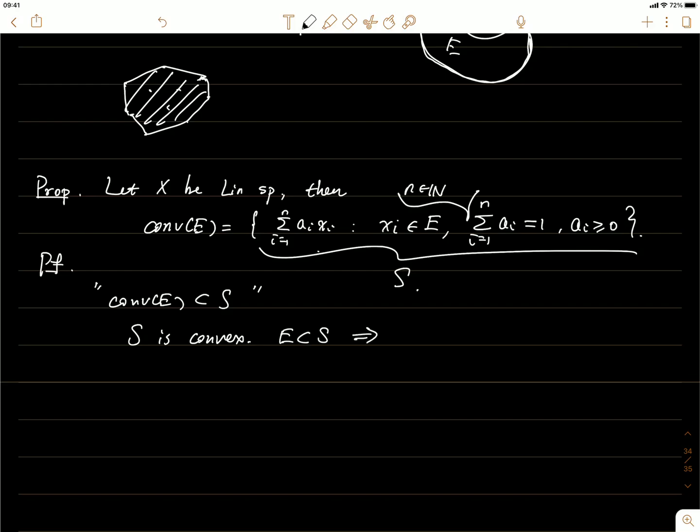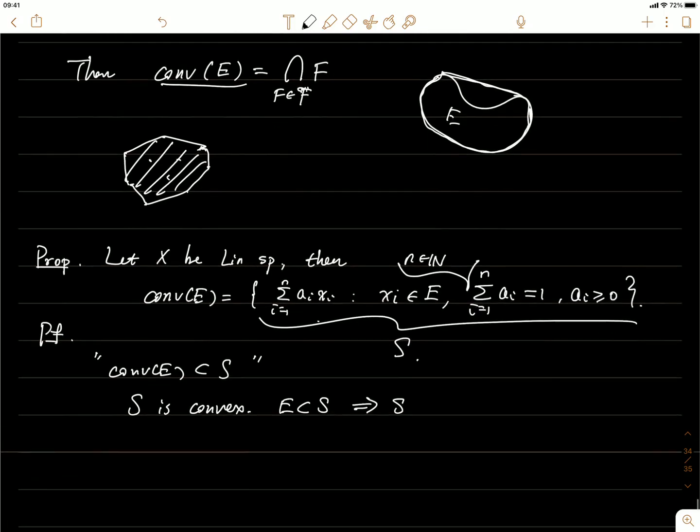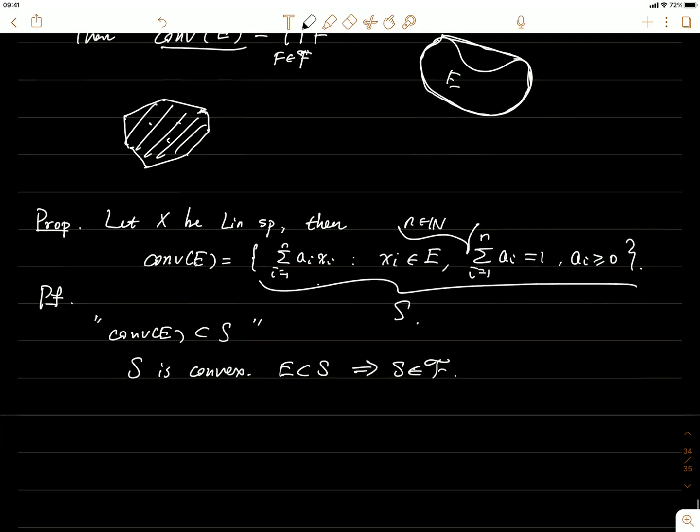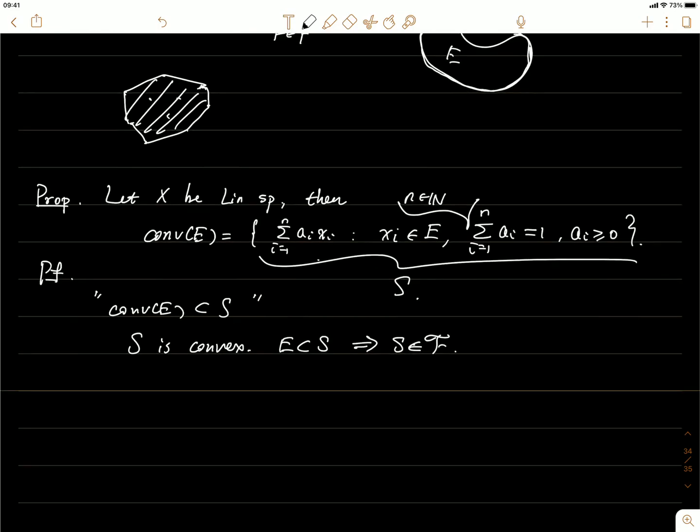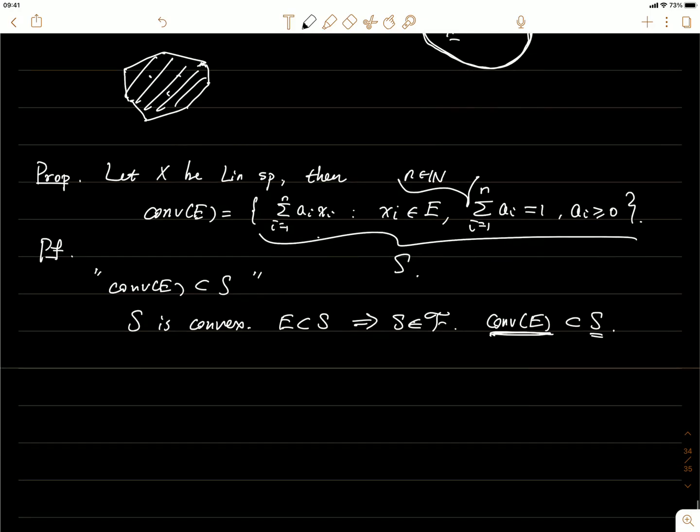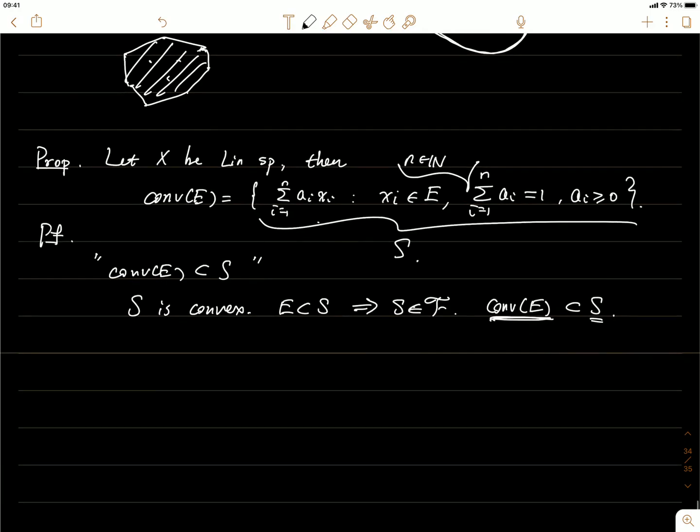And this means S is inside the family we talked about earlier. Then this means the convex hull of E must be contained in S, because the convex hull is the smallest convex set containing E, and S is just some convex set containing E. That's why this is true. The other direction is also straightforward.